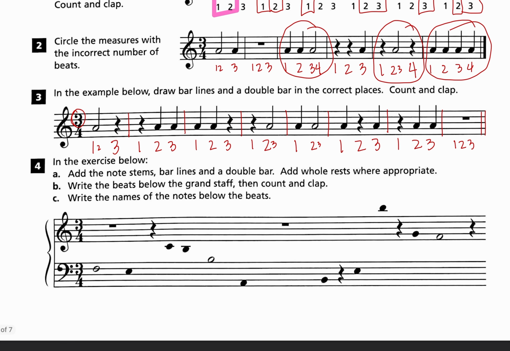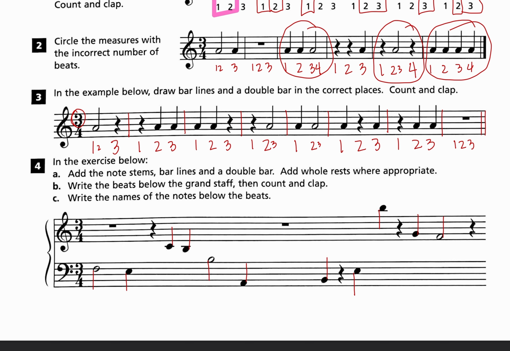Lastly, number 4 has many steps. It wants you to start by drawing stems. Everything is going to need a stem. There cannot be a whole note in 3/4 time. So make sure that our stems are on the correct side and in the correct direction and approximately the correct length. Up, up, down, down, up, up. And that's all of them.